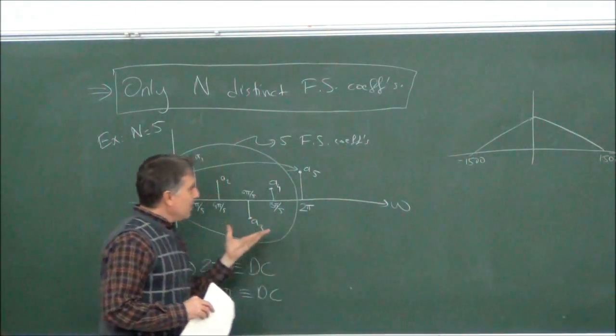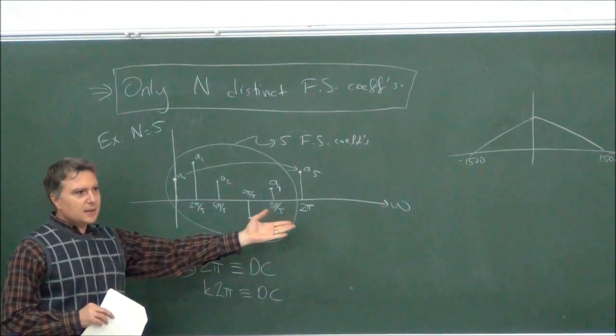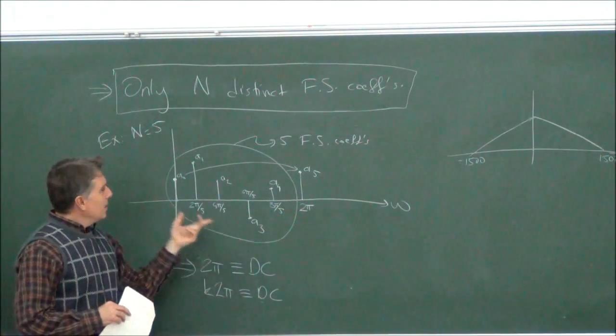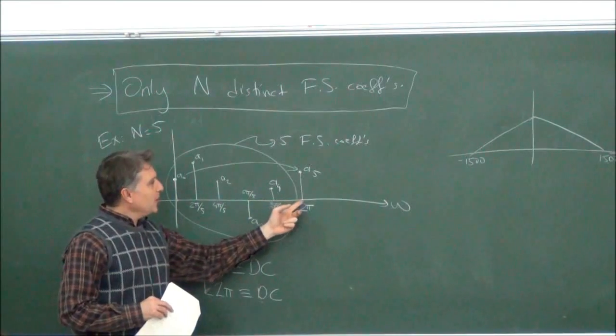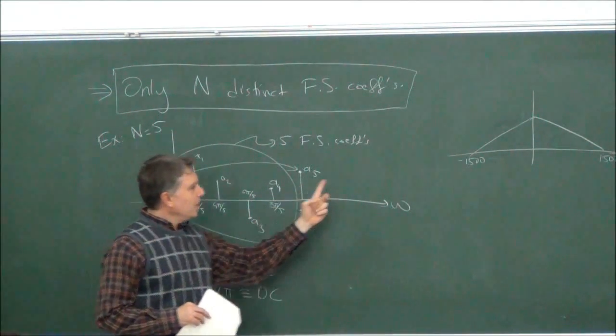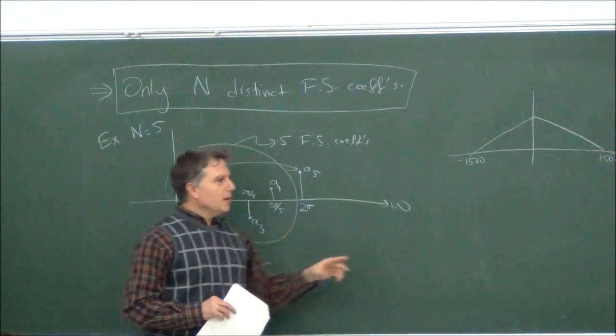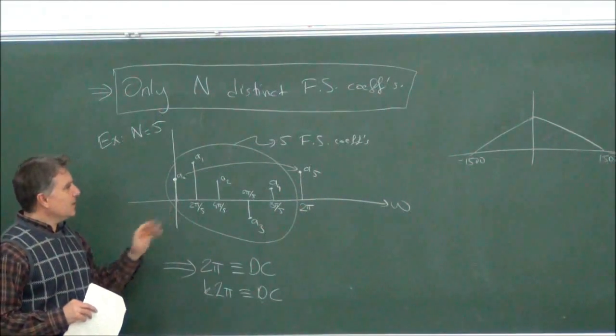But on this new frequency axis, we have a problem. After some time, we are hitting back DC at 4 pi, at 6 pi. So what is the highest frequency in discrete time then?